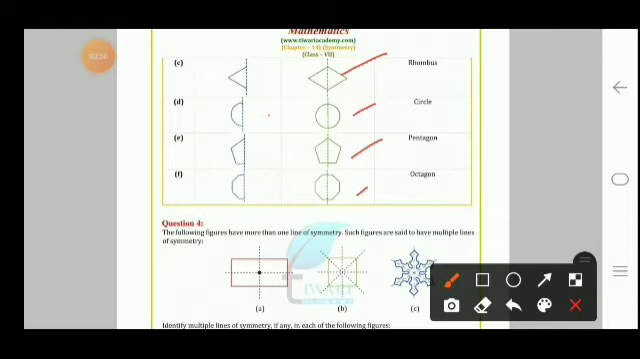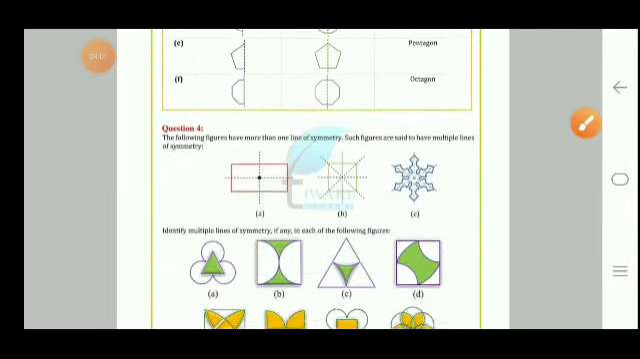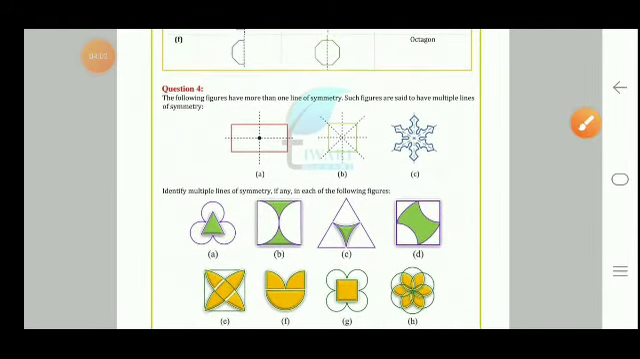Now moving toward question number 4. The following figures have more than one line of symmetry. Such figures are said to have multiple lines of symmetry. Looking here, we have A. These are 2 lines of symmetry. Then B, we have how many? 4 lines of symmetry. Then C, we have 1, 2, 3, 4, 5, 6 lines of symmetry.